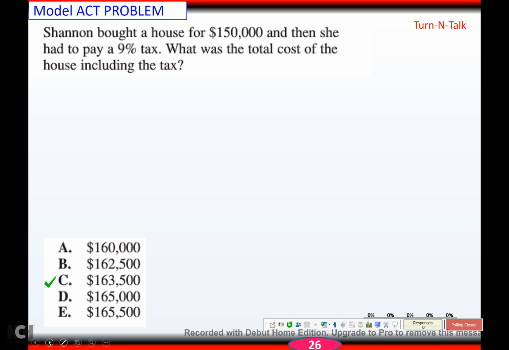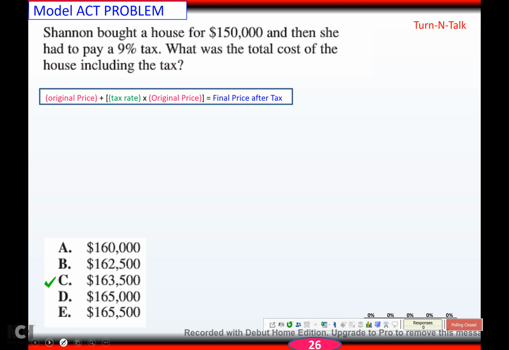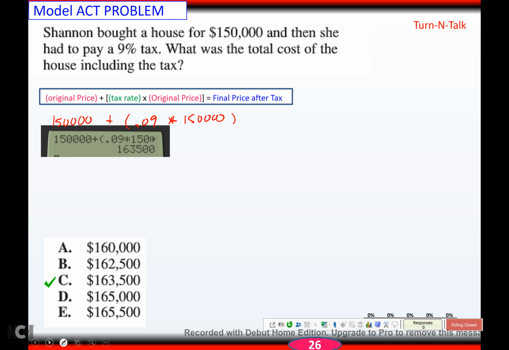Shannon bought a house for $150,000 and then she had to pay a 9% tax. What was the total cost of the house, including the tax? My original price is $150,000 plus my tax rate is 9% of the original price. So if I type that in, careful, I get 163,500.